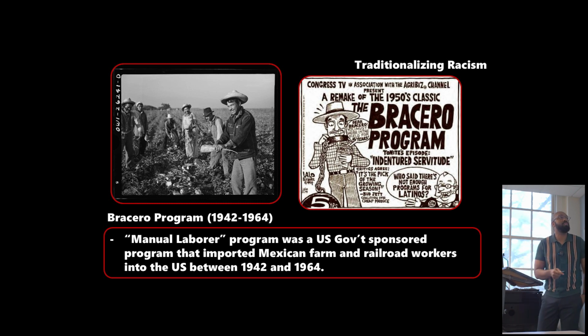Okay? So you start getting these kinds of political cartoons, but also ads too, that are recruiting Mexican laborers onto the fields that African Americans had historically been working on. Right?